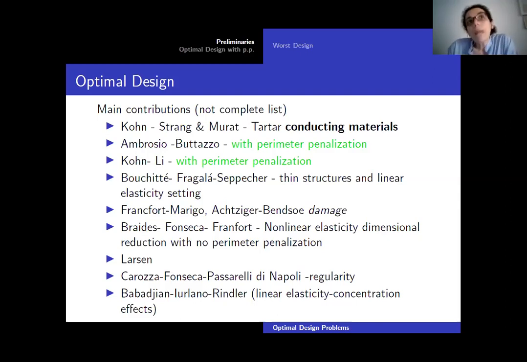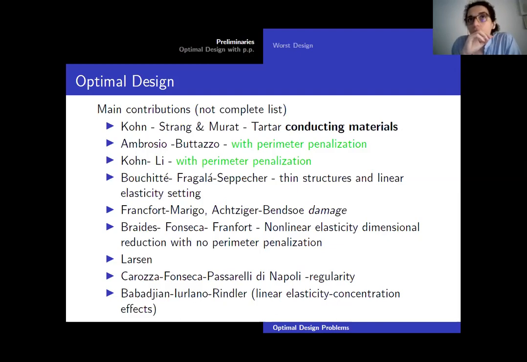And then there are many other models in this direction that have been developed in these years, and some of them are related to the linear elasticity context, and especially in order to detect the behavior of thin structures. Among them, I would like to recall the one by Bouchitté, Fragalà, and Sapessher, and also in the context of nonlinear elasticity, there are some models obtained by Braides, Fonseca, and Francfort.